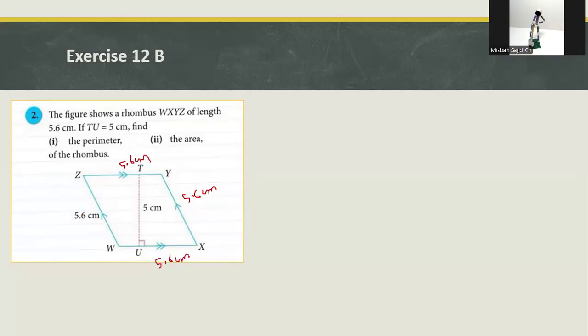So this is also 5.6 centimeter. If TU is equal to 5 centimeter, what is basically TU? TU basically is a line.